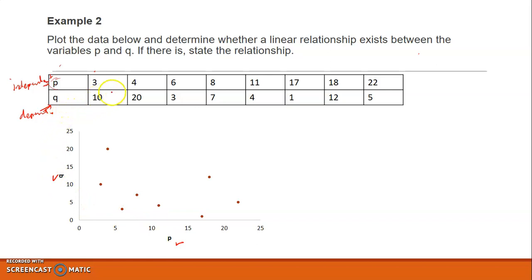So from this scatter diagram, we cannot see any increasing or decreasing pattern. So we can say that this graph does not show any pattern. Okay. So when the graph does not show any pattern, this means there is no relationship between the two variables.